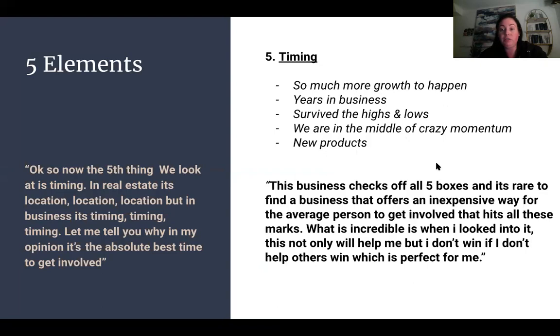This business checks off all 5 boxes, and it's rare to find a business that offers an inexpensive way for the average person to get involved that hits all of these marks. What's incredible is when I looked into it, this not only will help me, but I don't win if I don't help others win, which is perfect for me.